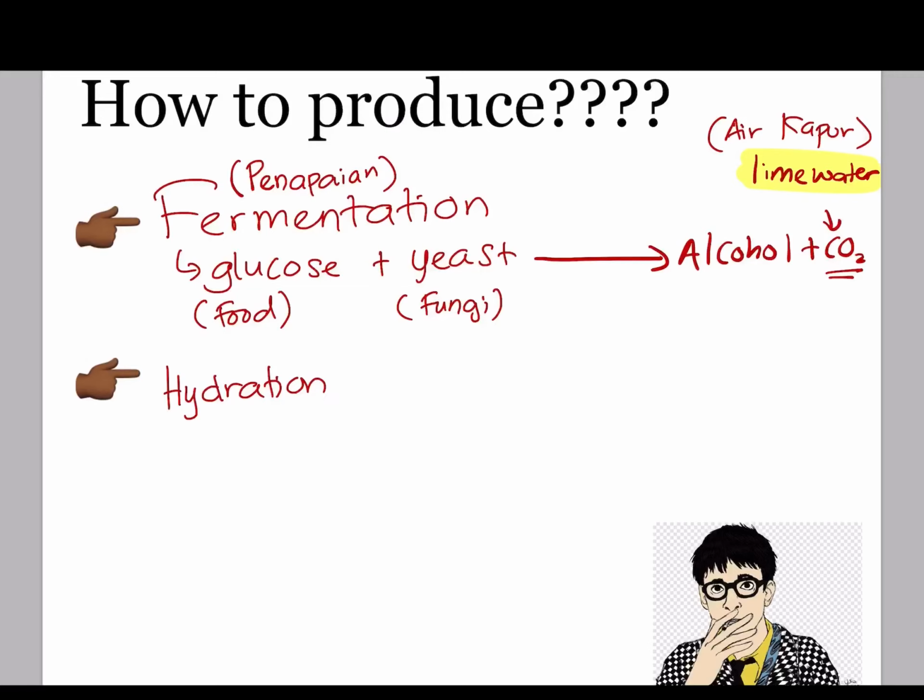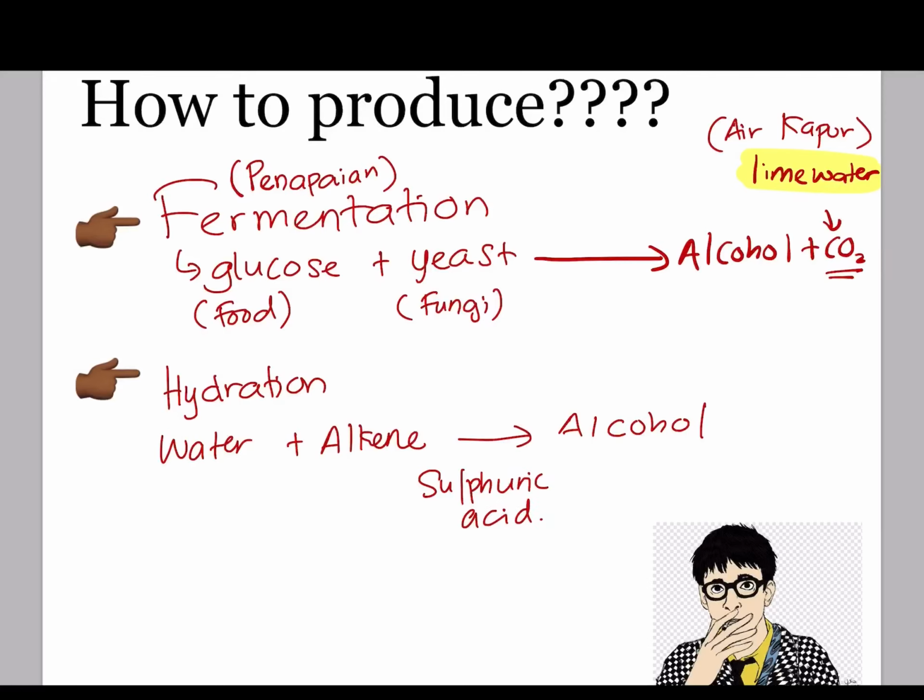This process of hydration, we just add the water to the alkene. Alright, so this one we produce the alcohol. It's a simple process of producing the alcohol by using the catalyst over here, which is the sulfuric acid. Alright, so these are the two basic processes to produce the alcohol.